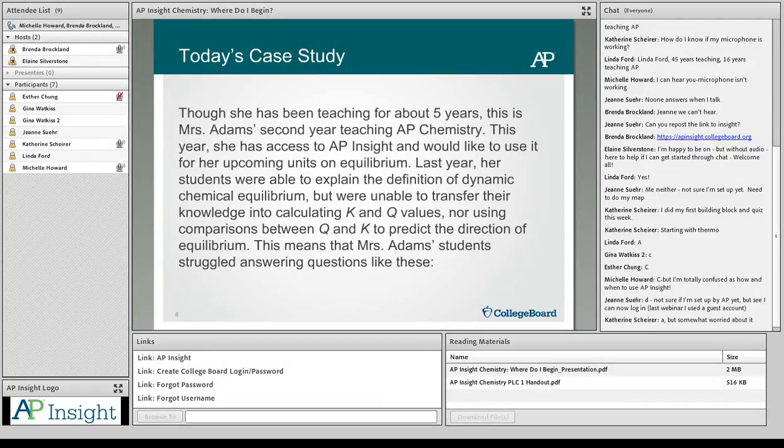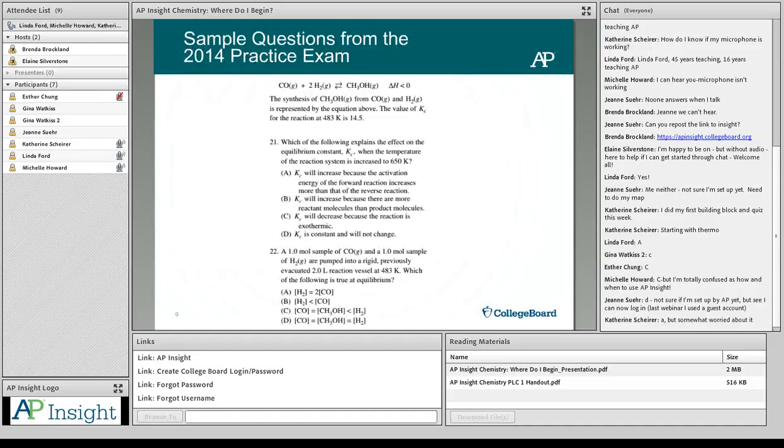So we're going to go ahead and we've made up this case study. We've got Mrs. Adams, who happens to be teaching AP Chem for her second year. She's still relatively new with only 5 years. And she is starting to think about her equilibrium unit. She knows that she's had some students struggle. They were able to explain the definition, but were not as able to use K and Q or to make predictions by comparing them. So we've selected equilibrium today to help you guys out.